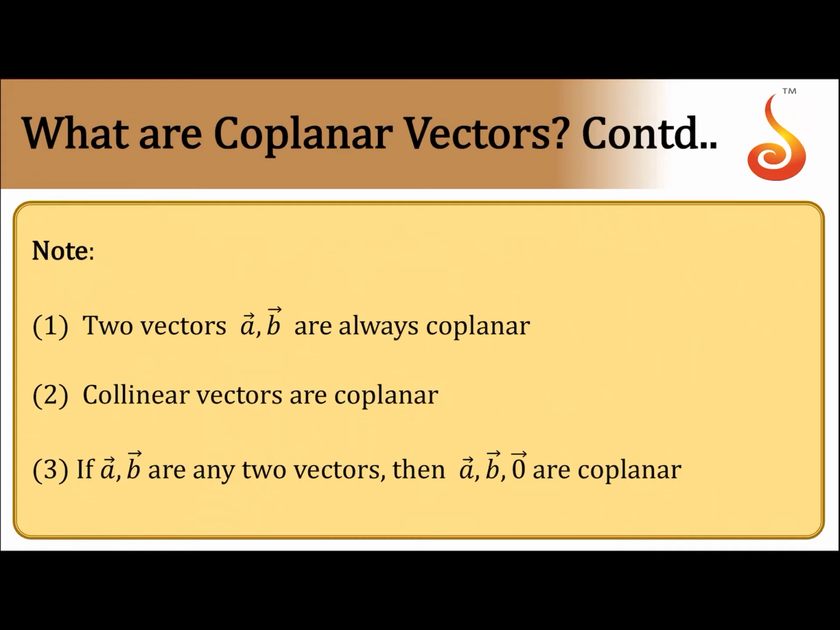Let's proceed to the concept now. As I told you, two vectors are always coplanar, collinear vectors are always coplanar, and the null vector will always be coplanar with other vectors.